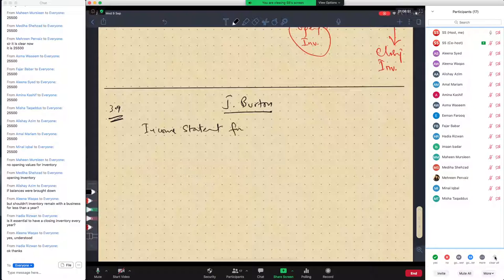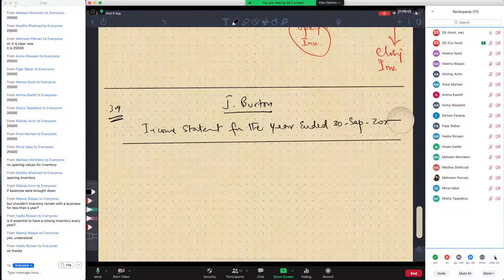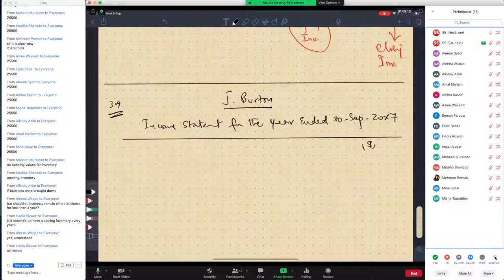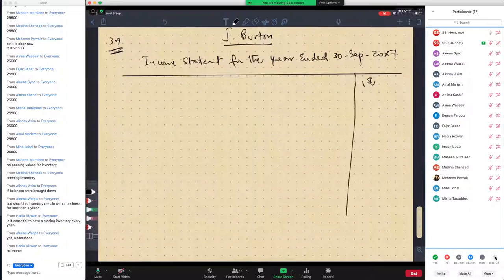for the year ended 30th of September, I think, 20X7, yes. And then we are going to draw our usual columns. The two columns. This is the final figure column, and this is the preliminary calculations column.